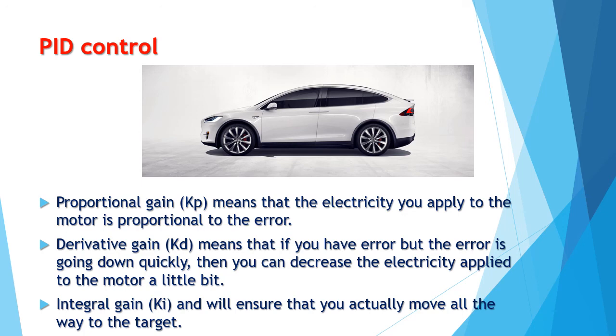But even with the proportional gain, Kp, and derivative gain, Kd, your car will never actually land exactly on the target position. Because even if you are close, such a small error won't make enough electricity to move the car at all. To solve this problem, we keep track of the accumulated error over time and use that to add some electricity so that the car doesn't stop short of the target. This is called the integral gain, Ki, and it will ensure that you actually move all the way to the target location.